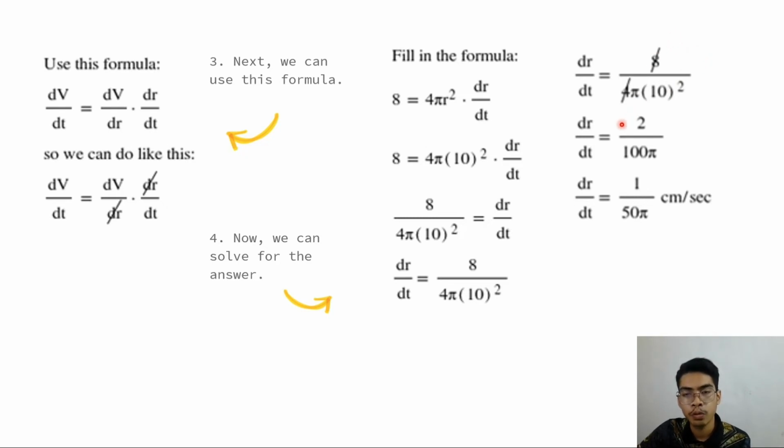We have two values that we can cancel, that is 8 and 4. So 8 will become 2 and 4 will become 1. Therefore, dr over dt equals 2 over 100 pi. Lastly, we get dr over dt equals 1 over 50 pi centimeter per second.